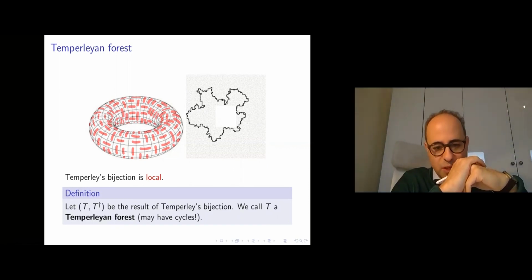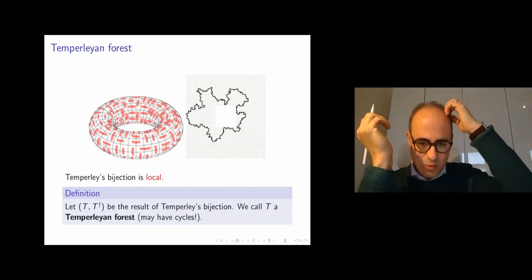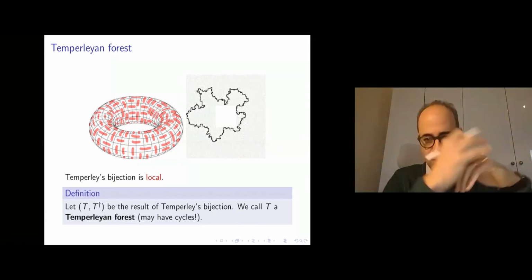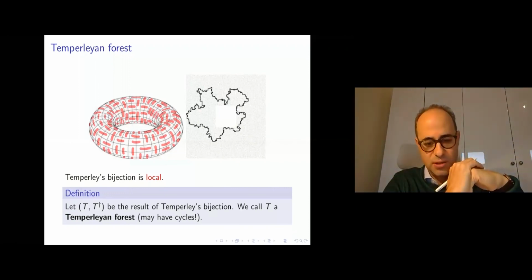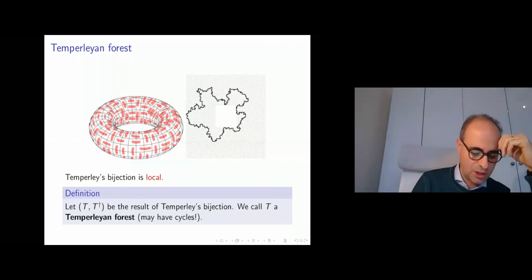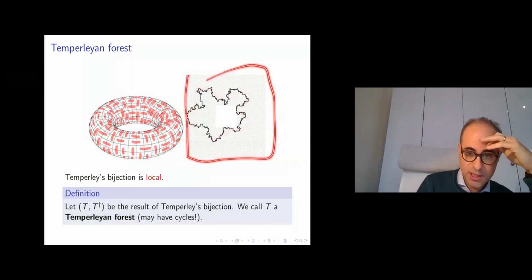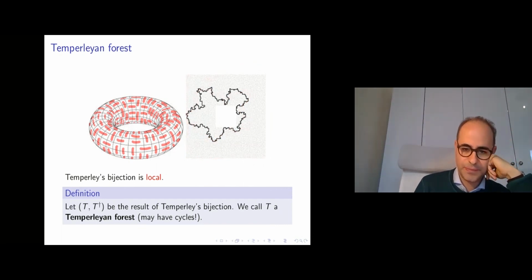And it's still going to give me a pair of self-dual subgraphs, but now this is not going to be a tree. So as was observed in one of the questions we had, if the surface is not simply connected, then in general it won't be a tree, but we will get some object. And we call that a Temperleyan forest. And as you can see from this picture, in general, this Temperleyan forest really can have a cycle. So this is on an annulus. I don't know how well you can see it on the screen, probably a little bit.